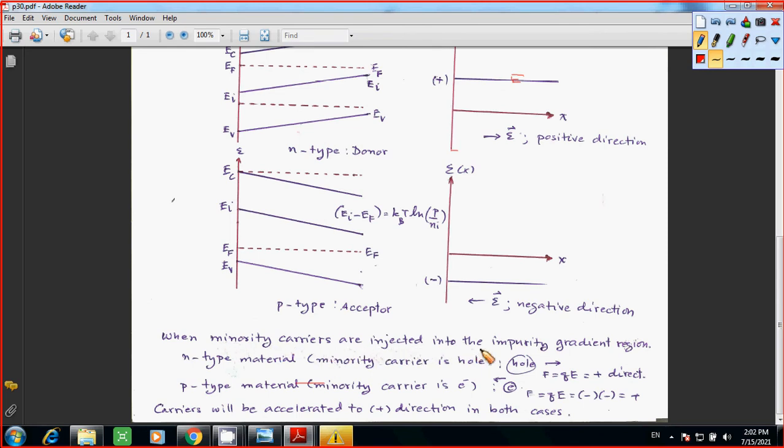When minority carriers are injected into the impurity gradient region for n-type material, you know that the minority carrier is hole. And you have the hole moving from the left to the right because F equals QE, where E is in the positive direction, right? Q for the hole is positive charge. For p-type, you know that your E is in the direction from right to left, or negative x. But your Q, this is your minority carrier, is electron, so the charge becomes negative. And that also gives you the force to the right. So carriers will be accelerated in the positive direction in both cases, for both the n-type semiconductor and the p-type semiconductor.